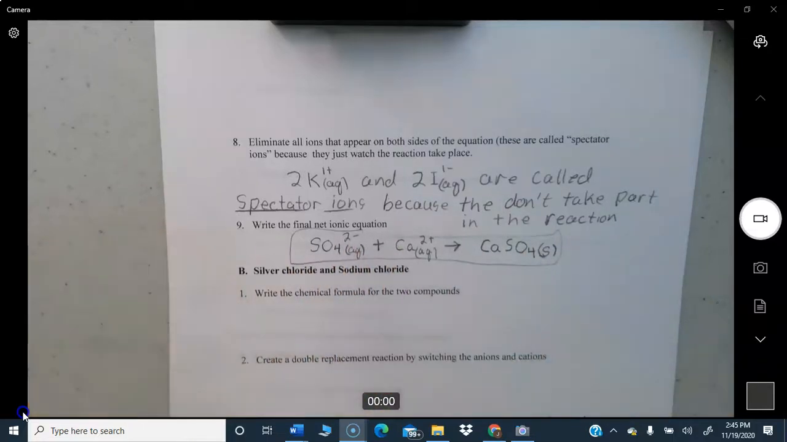A lot of steps. It is an AP level skill. You should know how to do this. And it's really not that hard if you practice a few more, and I'm going to give you a few more to practice, okay?